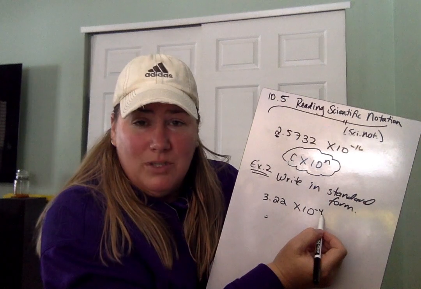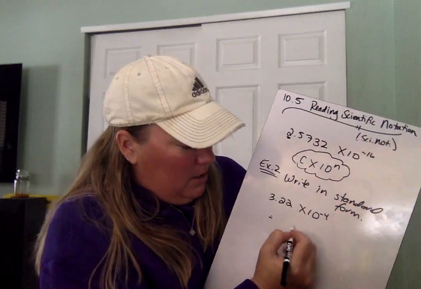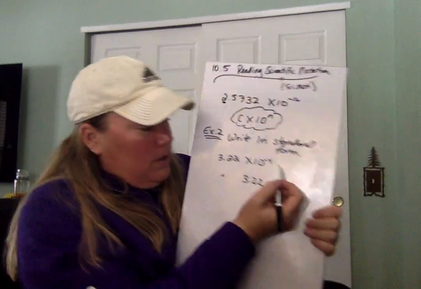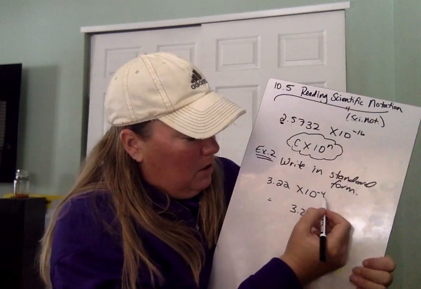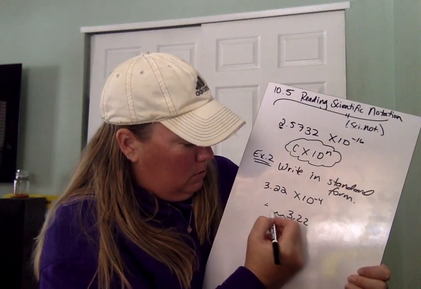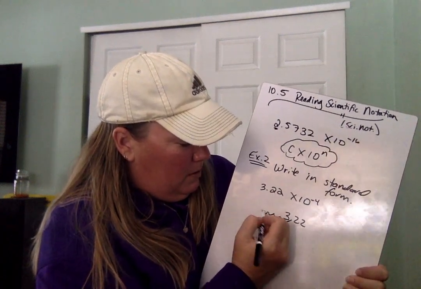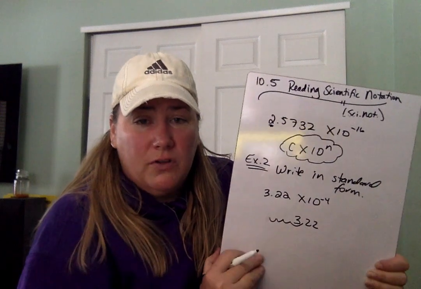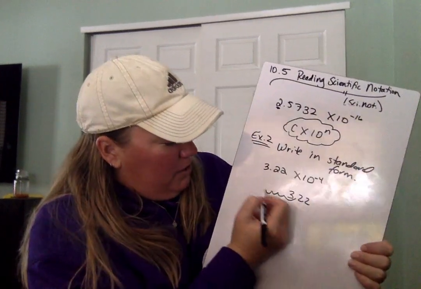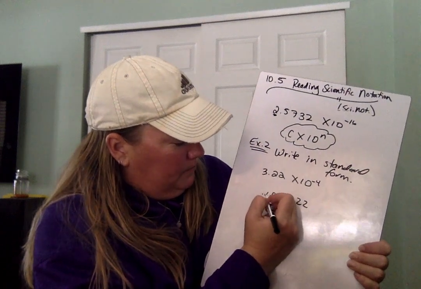So when we do this, the sign of the power tells you which way to move, and the actual number itself tells you how many times. So I have 3.22, and since this is negative, it's going to get smaller. So I'm going to move my decimal to the left 4 times. So left 4 times. So 1, 2, 3, 4. And you're going to fill these in with zeros.